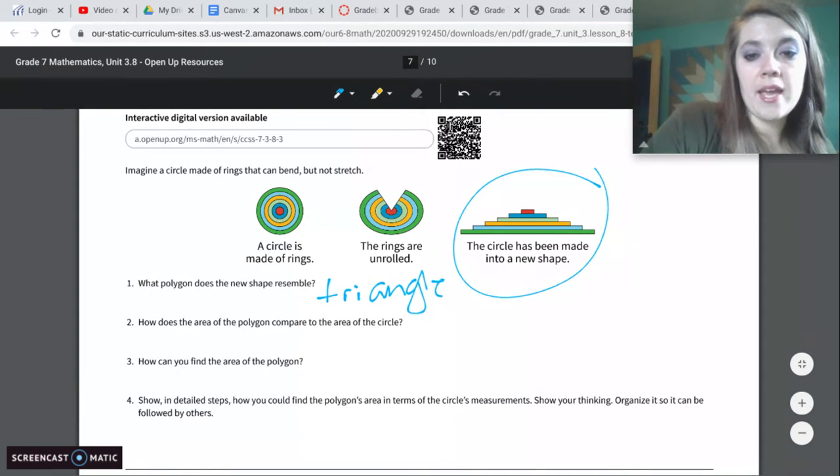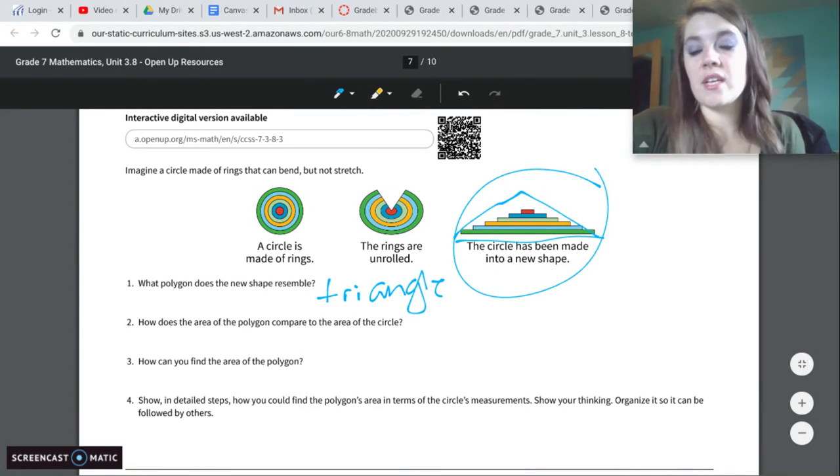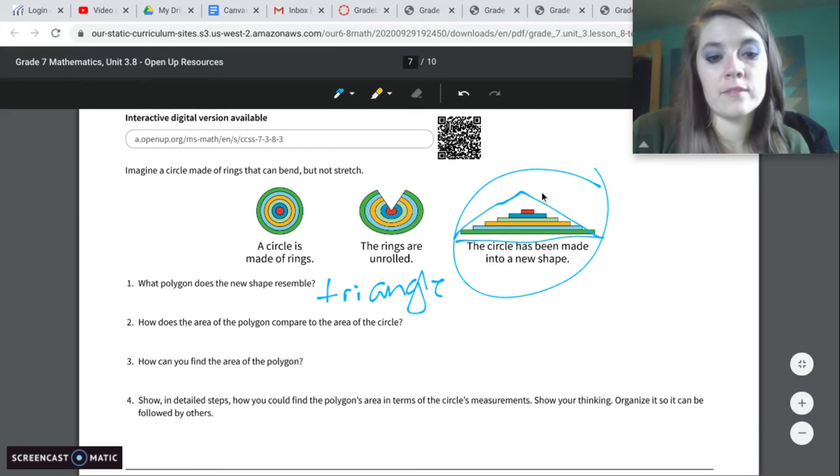So we've got a base, and then we've got our two diagonal sides coming to a common vertex. How does the area of the polygon compare to the area of the circle?